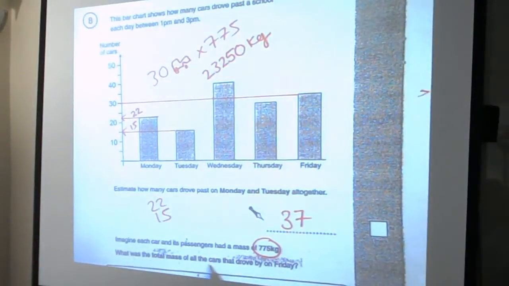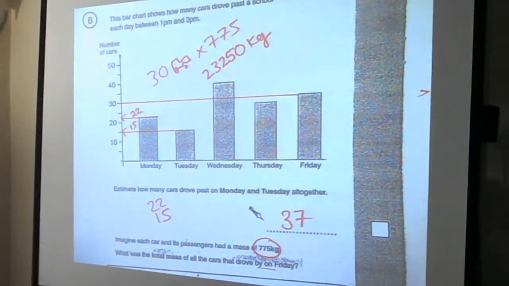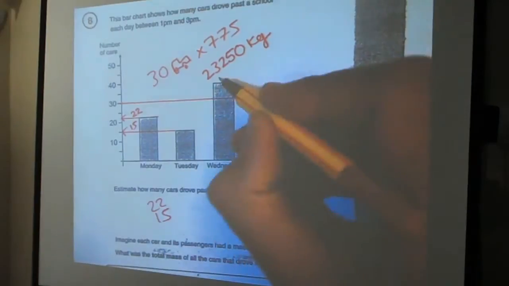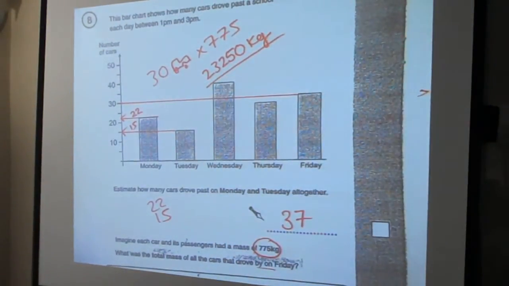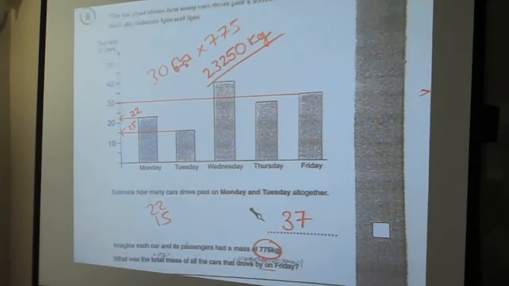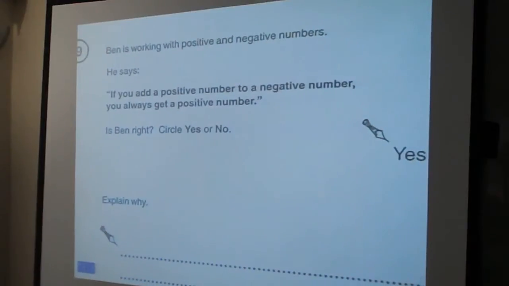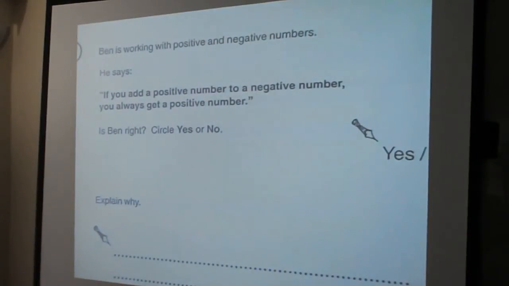Can you make sure yours is on the bottom? What was the total mass of all the cars that drove by on Friday? For the bottom question, 23250. 30 cars on Friday and it's that much each. Okay, let's move on to the next question.